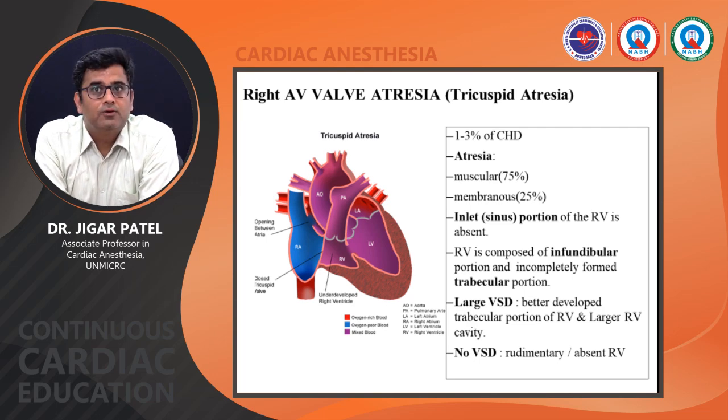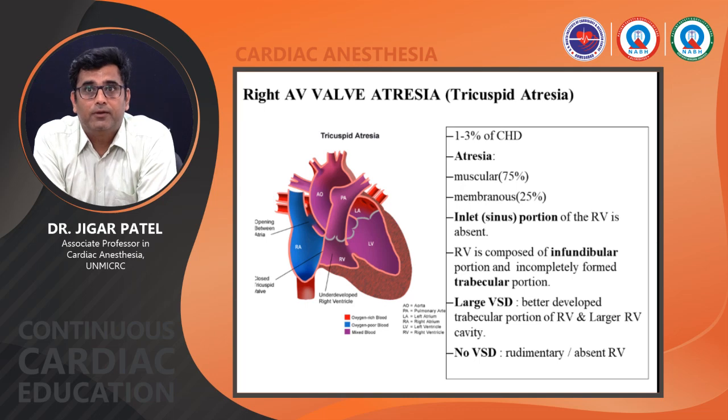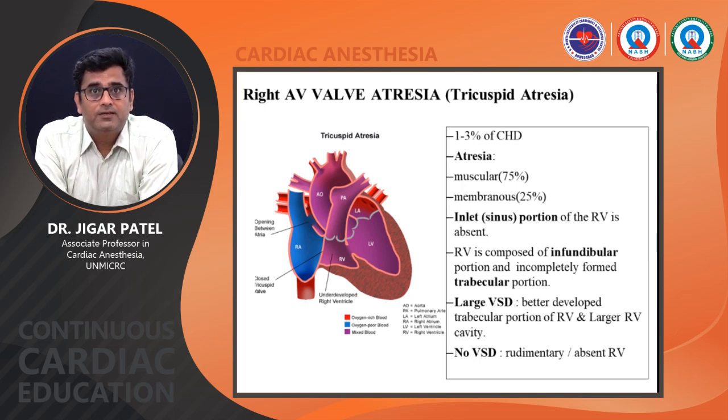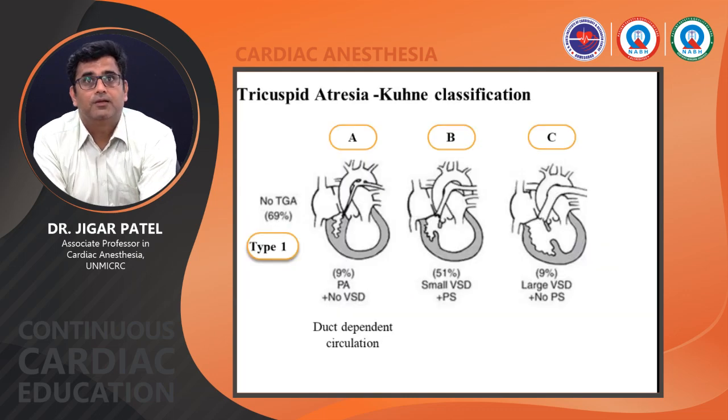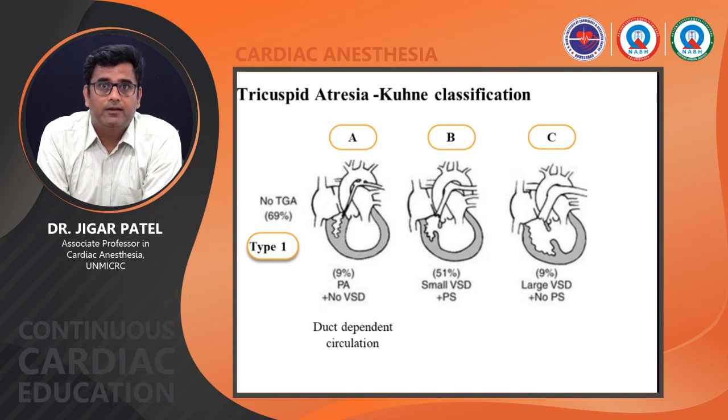Here the inlet portion of the right ventricle is absent, and the RV is composed of the infundibular portion and incompletely of the trabecular portion. If there is a large VSD, then it leads to better development of the trabecular portion of the RV and a larger RV cavity. And if the VSD size is small, then the RV becomes rudimentary or may be absent. So tricuspid atresia is again classified into three varieties based on the arterial relation of the great arteries.